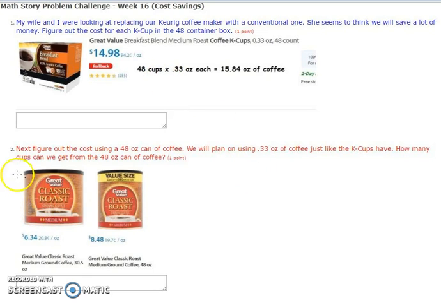Next question, question 2. Figure out the cost using a 48-ounce can of coffee. We'll plan on using the 3,300 ounces of coffee just like the K-cups have. So those K-cups have 3,300 ounces of coffee in each of those cups. How many cups can we get from the 48-ounce canister of coffee? So here's a 48-ounce can of coffee. If we compare apples to apples, again, those K-cups have 3,300 ounces of coffee in them. In this 48-ounce container of coffee, how many cups can I get from that using 3,300ths of an ounce?